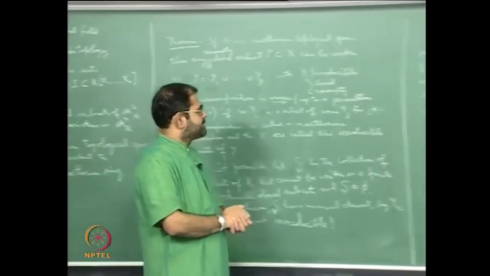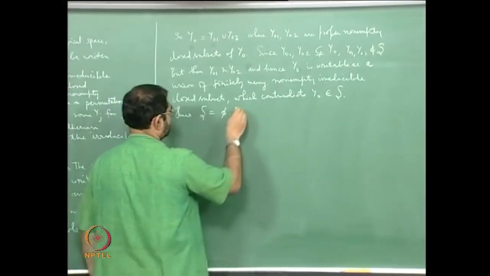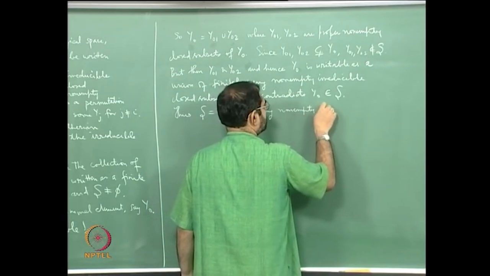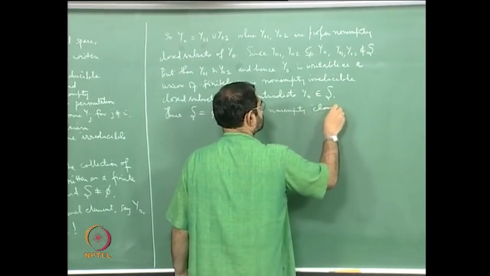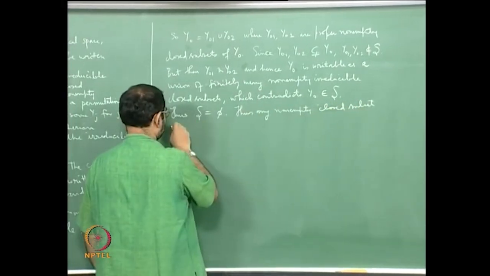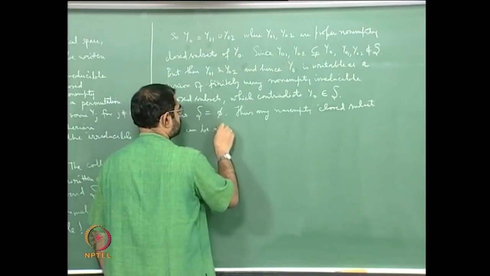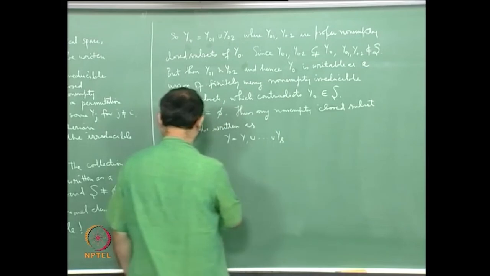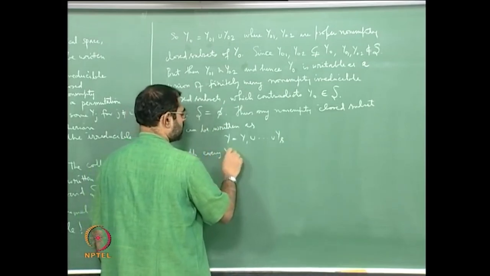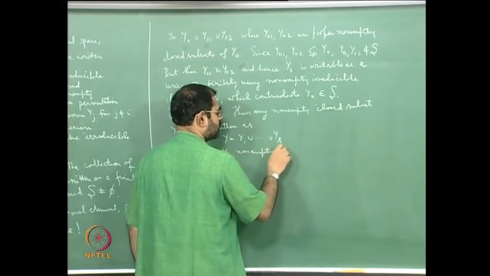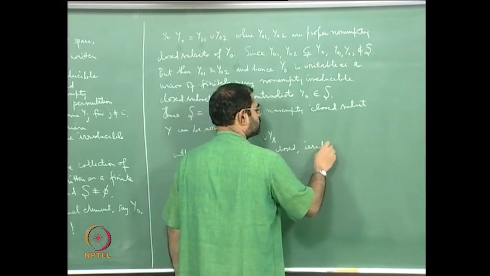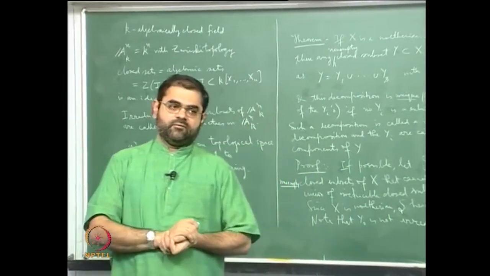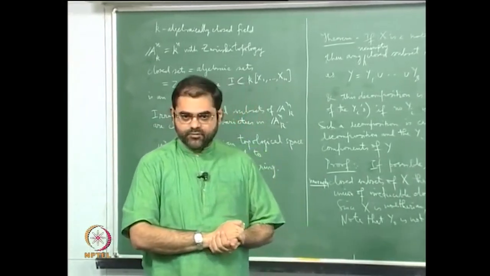So thus any non-empty closed subset Y can be written as Y equal to Y1 union through Ys, with every Yi non-empty closed irreducible. Because whenever I say irreducible, it's automatic that it's non-empty, because we have barred the null set from being taken as irreducible.